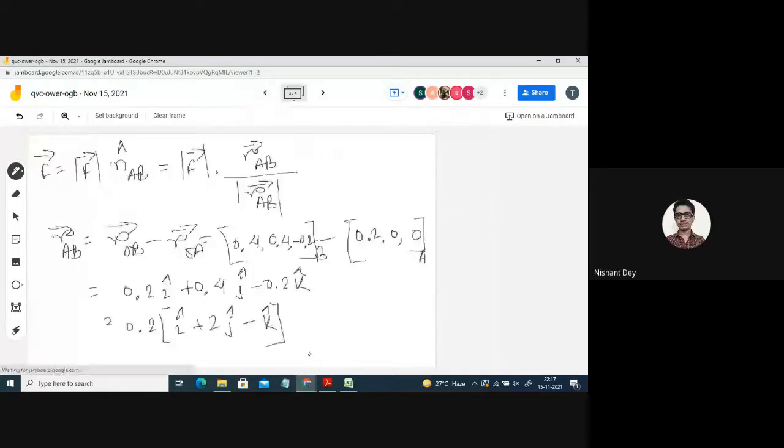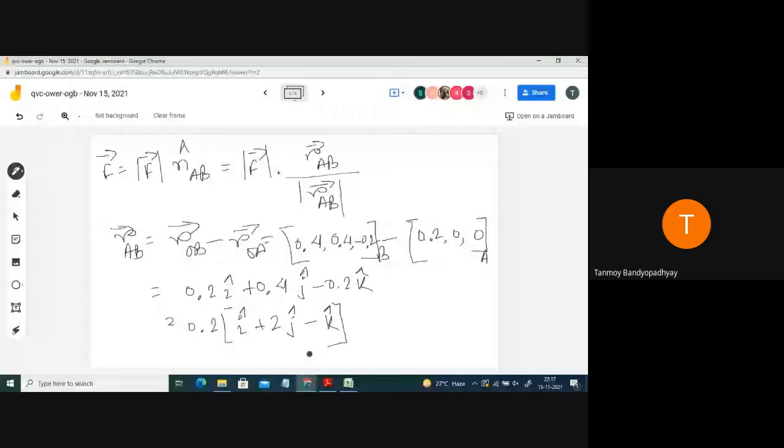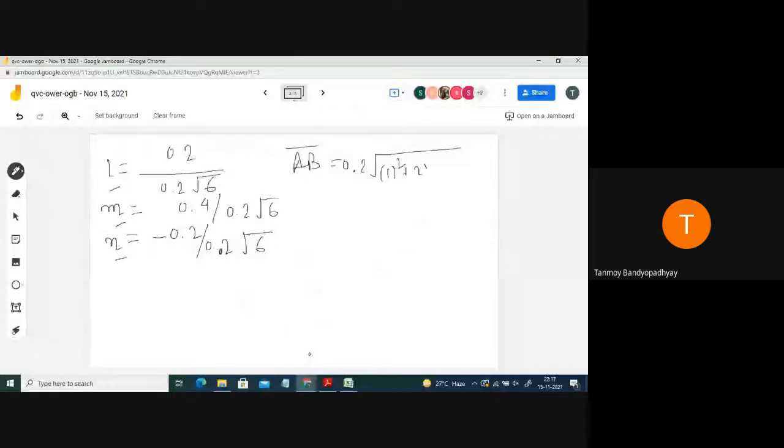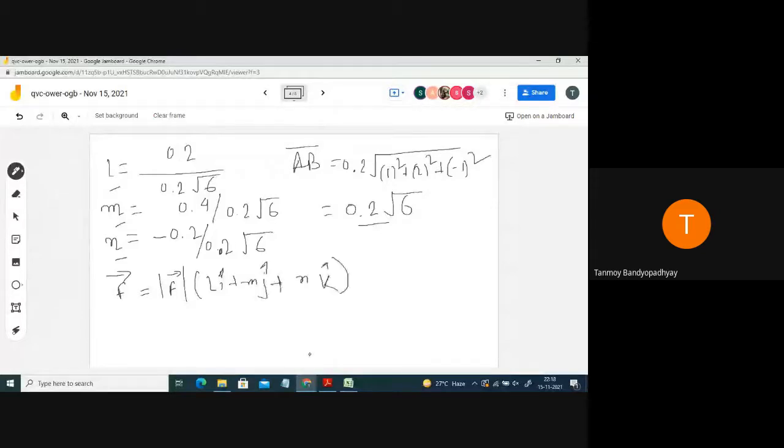So the magnitude is 1 square plus 2 square plus minus 1 square, so it should come out to be 0.2 root 6. You can calculate L, M and N here, and once you get those, the force vector will be the magnitude of the force into L i cap plus m j cap plus n k cap. I did this total, but I don't have it step-wise.